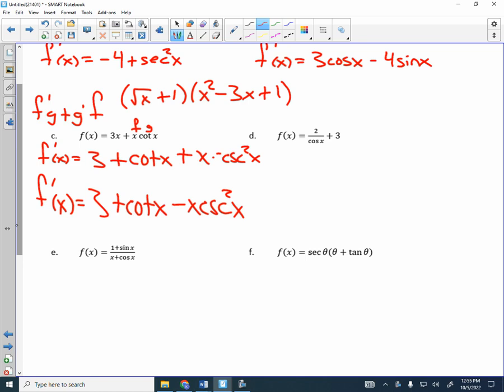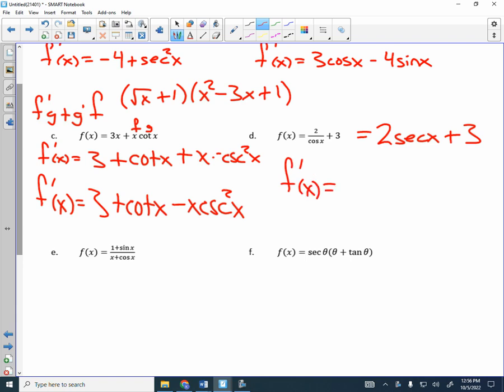For example, for letter D, everybody would say we use what rule? The quotient rule. And I say, go ahead if you want to use the quotient rule, but I say completely not necessary. Because what is 2 over cosine? It's 2 secant of x. The reciprocal of cosine is secant. So 2 divided by cosine is the same as 2 secant. So I rewrite this to be of this form, and then I take the derivative.